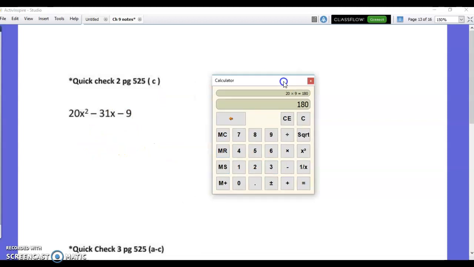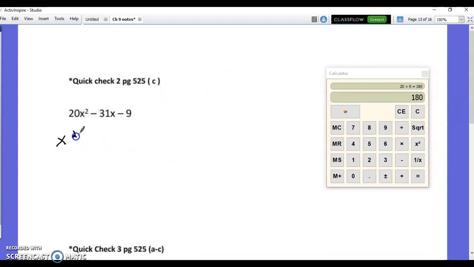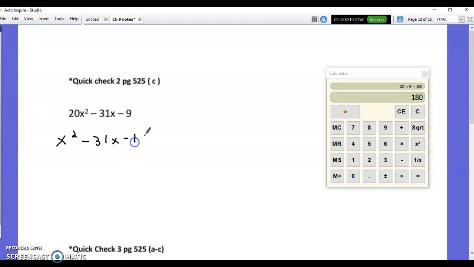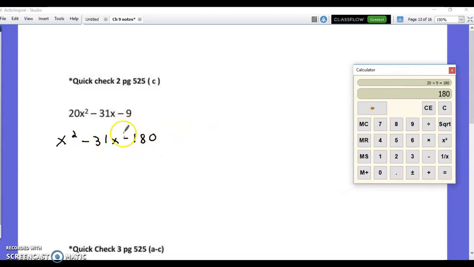So I'm going to rewrite this as x squared minus 31x minus 180, this is a little sloppy. All right, now I'm going to list my factors of 180 because I have to figure out what multiplies to equal negative 180 and adds to equal negative 31. Now remember, because it's negative, I'm going to have one positive, one negative, because a negative times a positive equals a negative. So I'm going to go ahead and start listing my factors.